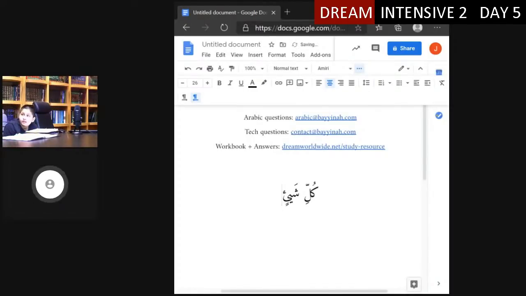كل شيء. كل is one of our special mudafs. Light no alif lam. We're good to go there. Shay. When we're looking for mudaf ilayh, we look for jar. Shay'in is jar. So mudaf ilayh. Light no alif lam followed by jar, or in this case, special mudaf followed by jar.